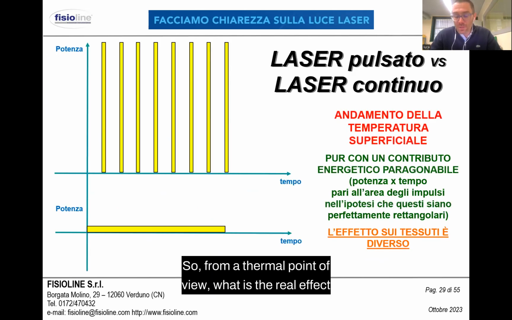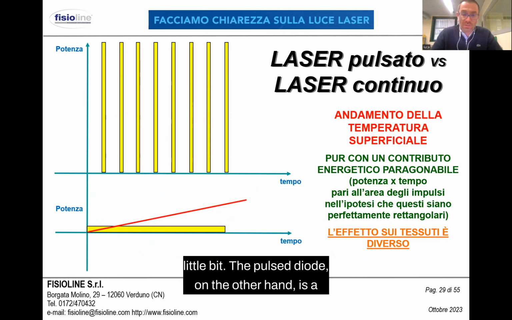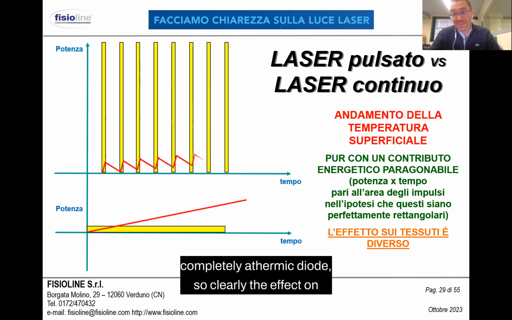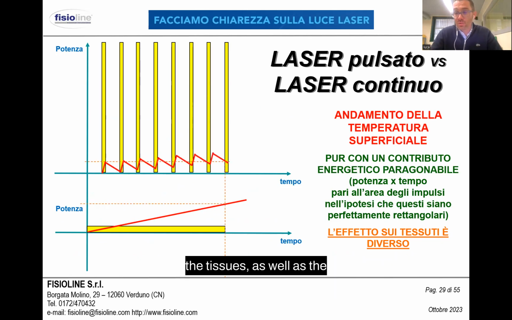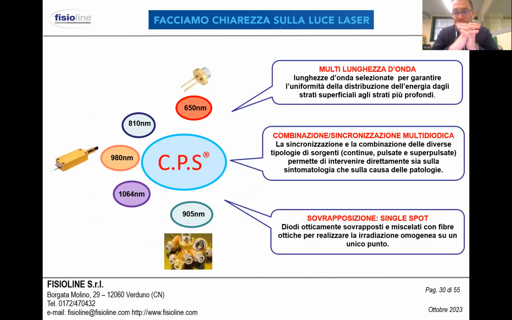So, from a thermal point of view, what is the real effect on the skin? Clearly, as I said before, the continuous diode has the thermal effect, so we heat the tissue a little bit. The pulse diode, on the other hand, is a completely athermal diode, so clearly the effect on the tissues, both from a thermal point of view and from a therapeutic point of view, is different.